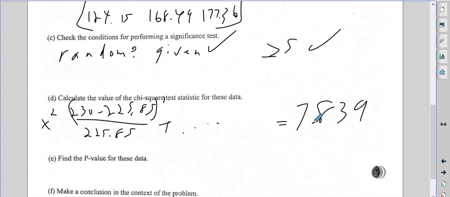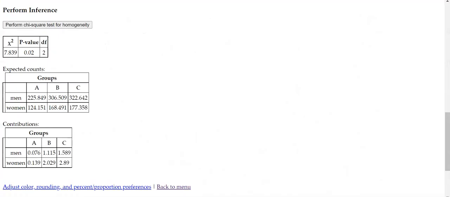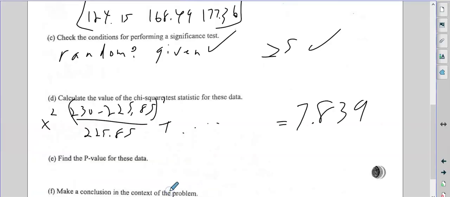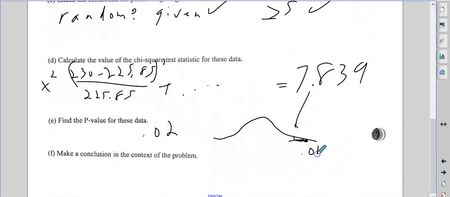Find the p-value. Well, again, that was given to us. If we look right here, so there's my chi-squared, here's my p-value, 0.02. So the p-value for this is 0.02. All right, if we're going to graph this, obviously 7.839 is going to be this little tiny amount here, and my p-value is 0.02. Technically, just so you know, it's 0.0199 rounded.